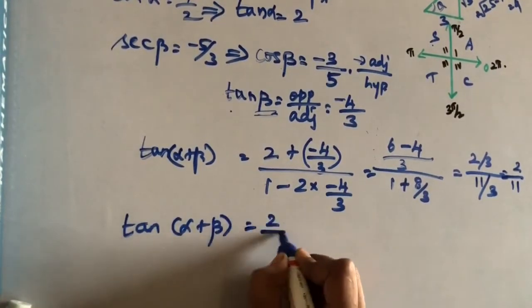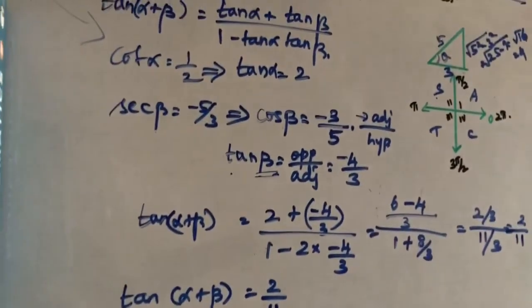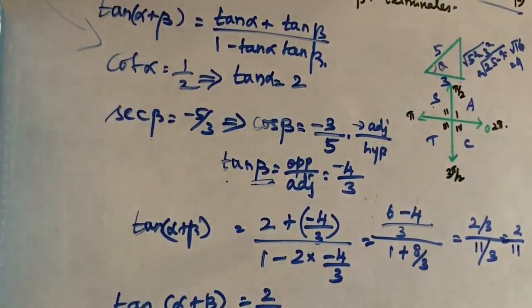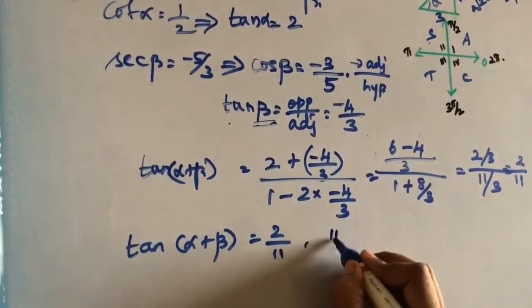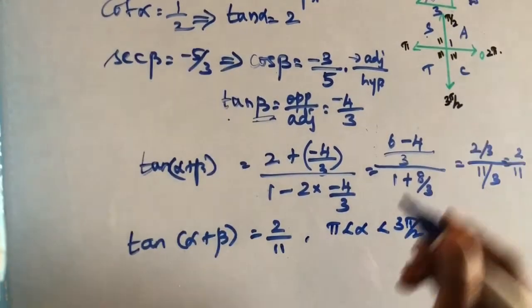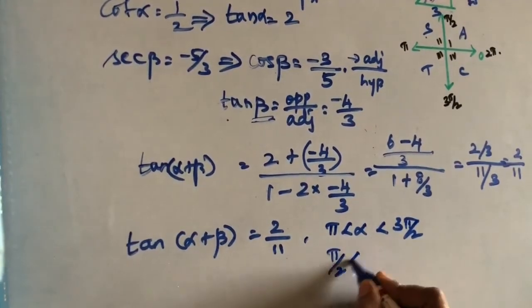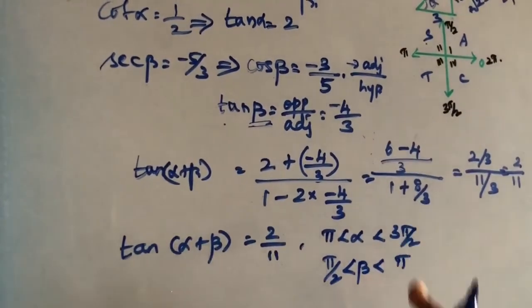Another question is asked there. State the quadrant in which alpha plus beta terminates. So alpha plus beta, in which quadrant does it terminate? We have to find it. Here two ranges they have given. Pi less than alpha less than 3 pi by 2. Another one, pi by 2 less than beta less than pi. These are the two ranges they have given.